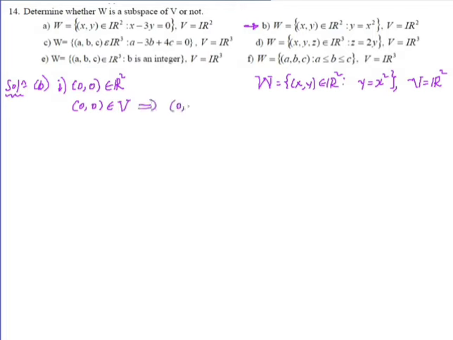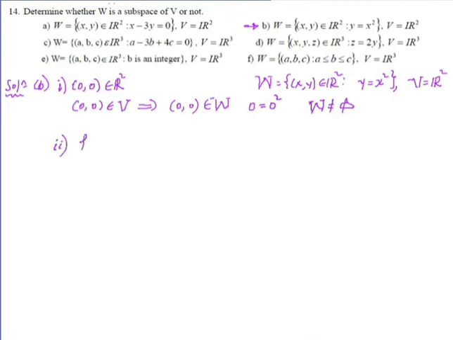ይሄ 0 የW element ነው, okay የW element ነው because the second entry 0 is the square of the first entry. Okay so 0 square 0 ስለሆነ የW element ነው. So the first property is satisfied, W non-empty set ነው ማለት ነው. So አንደኛውን property satisfy አድርጓል, ሁለተኛውን property check እናደርጋለን.